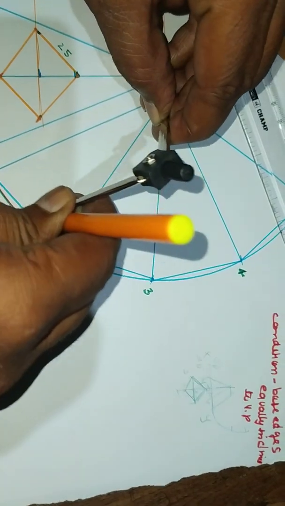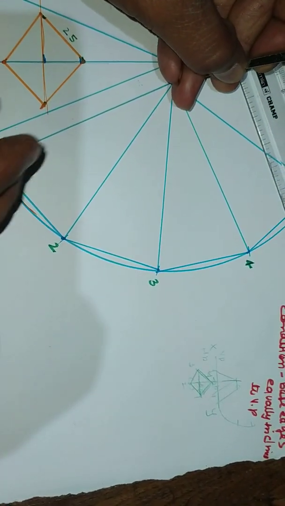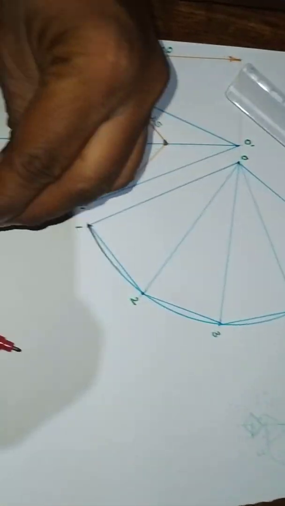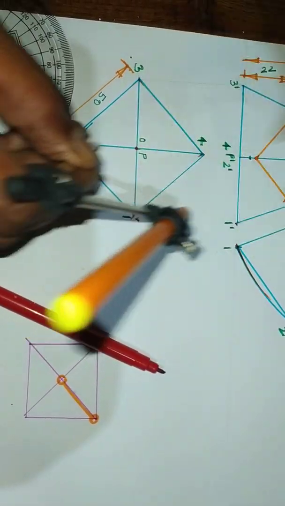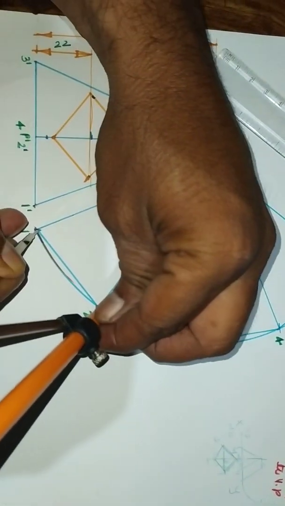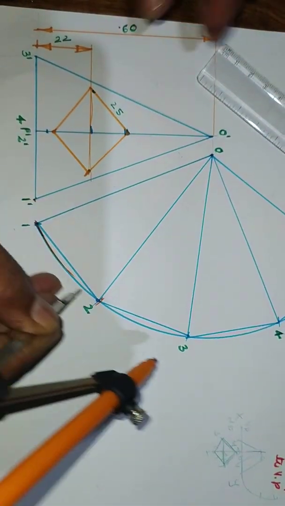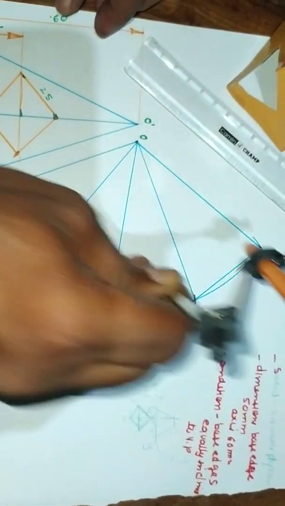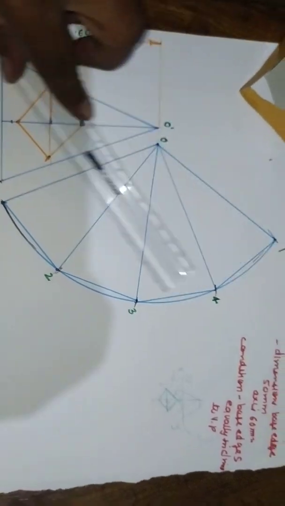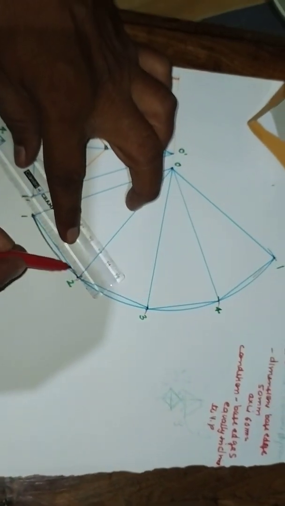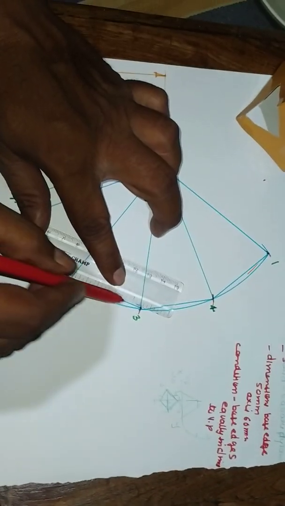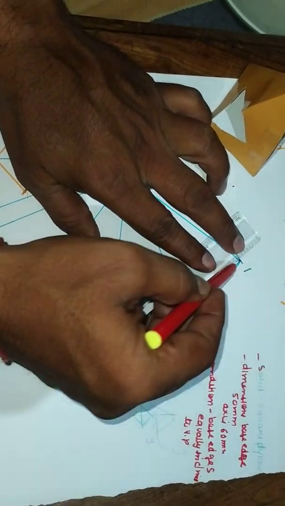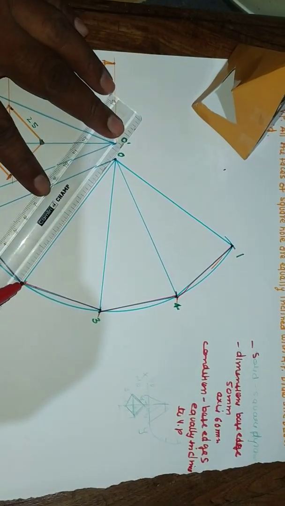Here this is the arc. I have drawn the arc or semicircle, whatever you say. Then this distance 2, 1, I have taken into the compass. That is the side edge. I have marked here: 1 to 2, 2 to 3, 3 to 4 and 4 to 1. Then I have drawn this line because it is a flat surface. These are the vertical edges.